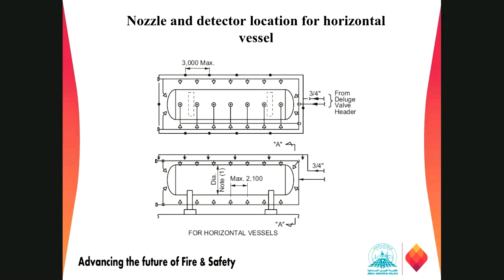And then we have a horizontal vessel, right? You can see this is the horizontal vessel, and we have nozzles at the top, nozzles at the bottom, nozzles on the side, right? And we have them on this side. And then we have a detector pilot line with sprinklers all around. Those pilot line sprinklers will detect the fire. If there is heat, the bulb will fuse, allowing the deluge valve to open and control the fire.